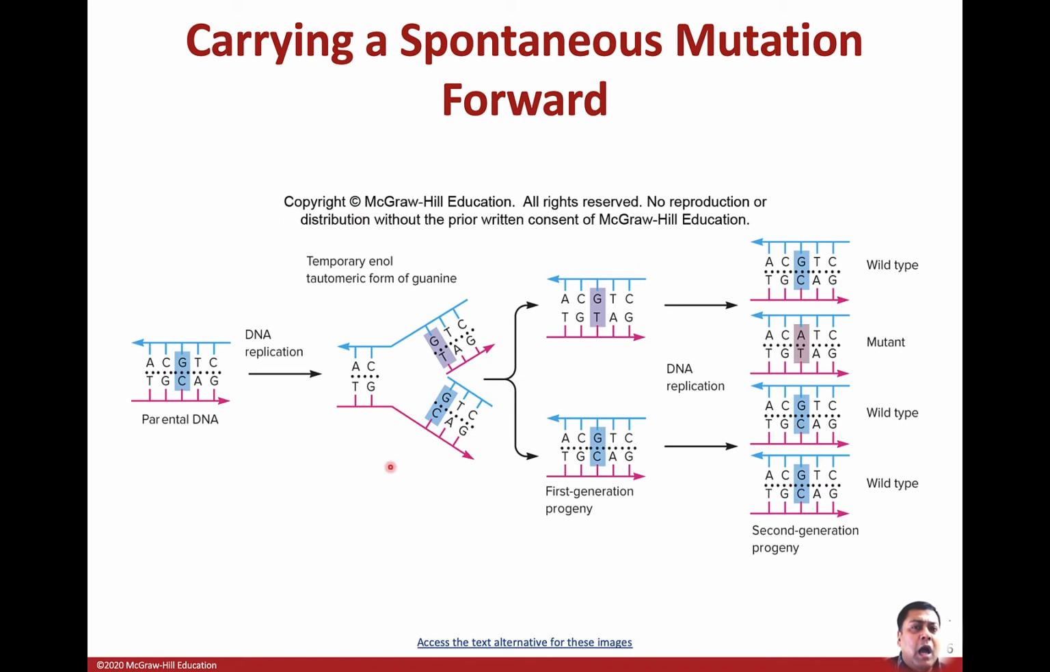So here, how a spontaneous mutation is carried forward through the generations. Here we have a GC right here, and you can see that right here after the DNA replication, in the 2 strands, here there is a GT, the enol tautomeric form of the guanine is actually formed. So instead of a TA here, this is replaced by a G. Whereas GC, this is perfectly fine. So there is no problem with the first generation of this progeny on this side. Wild type, they will be the same as the parental.